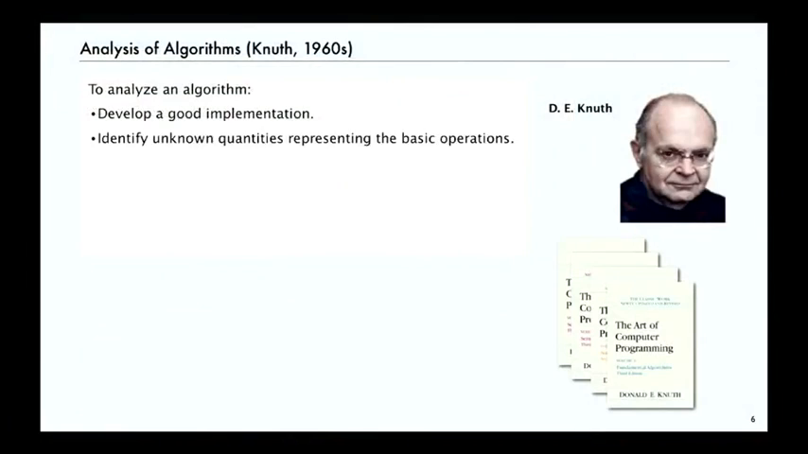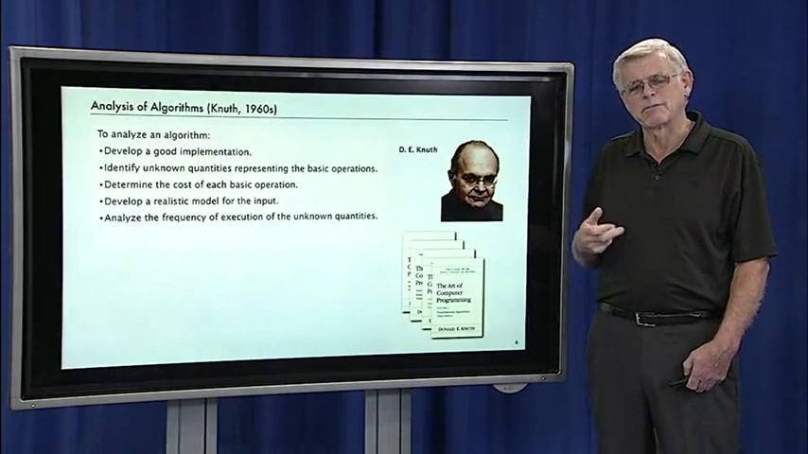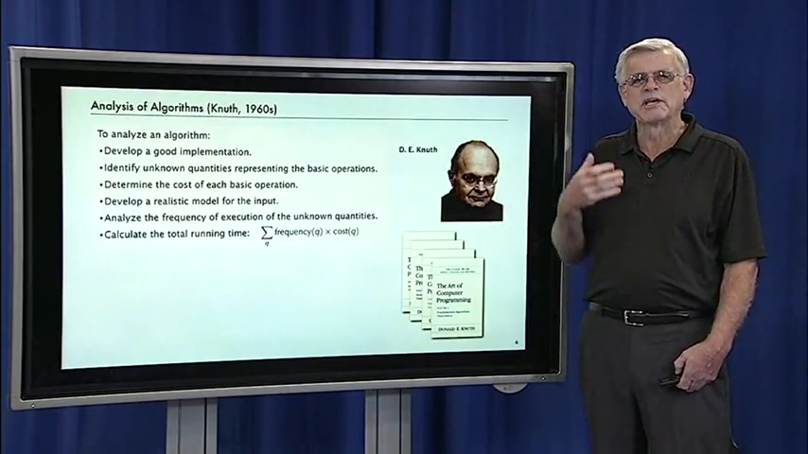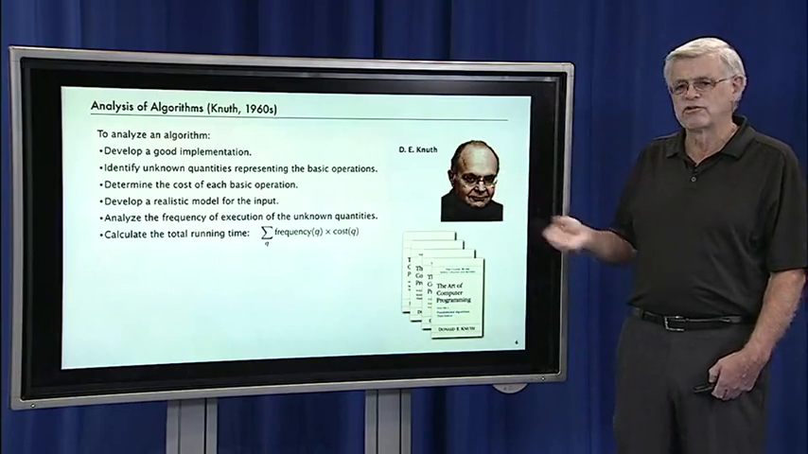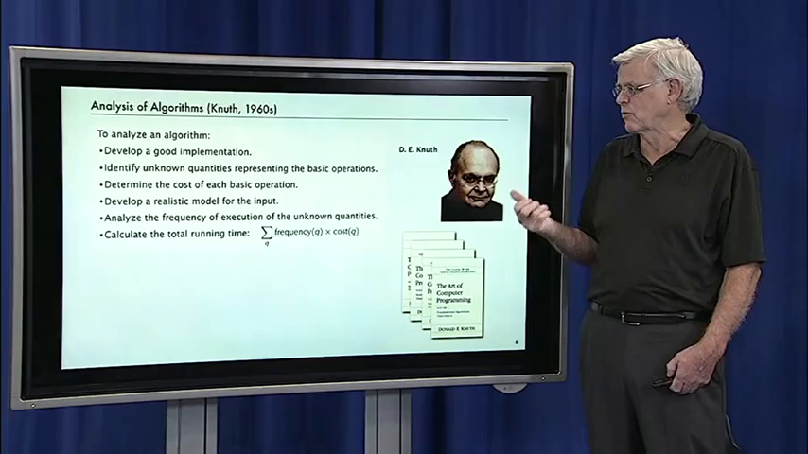Develop a good implementation. Second, abstract the process a little bit by defining some unknown quantities that represent the basic operations. Then determine the cost of each basic operation, and then develop some kind of model for the input, and with that model, analyze the frequency of execution of the unknown quantities. Each one of these steps has a little bit of complication to it, but still they're relatively straightforward. And with all that information, then we can calculate, say, the total running time, which is for every quantity, we just add up its frequency of execution times its cost.